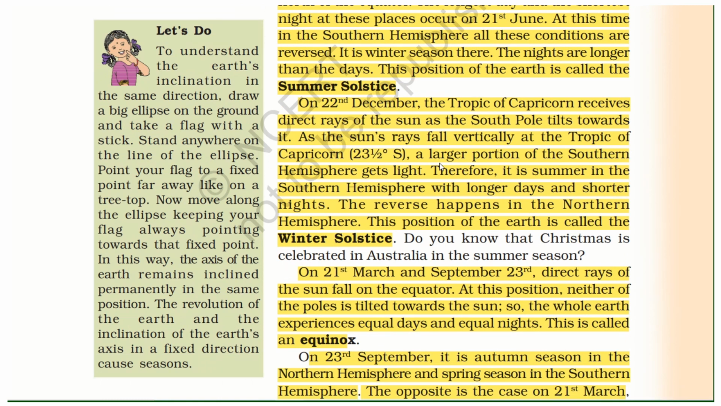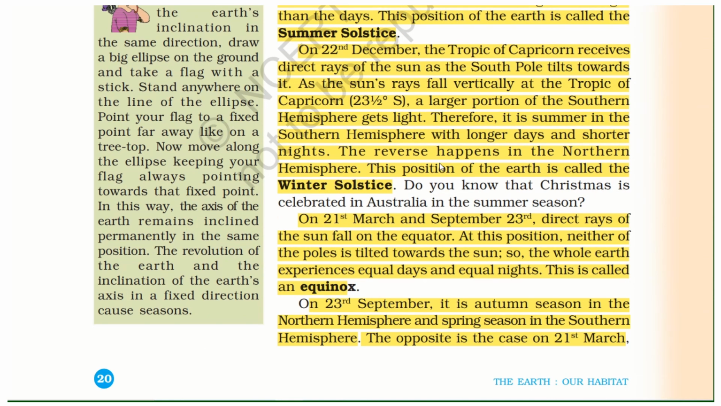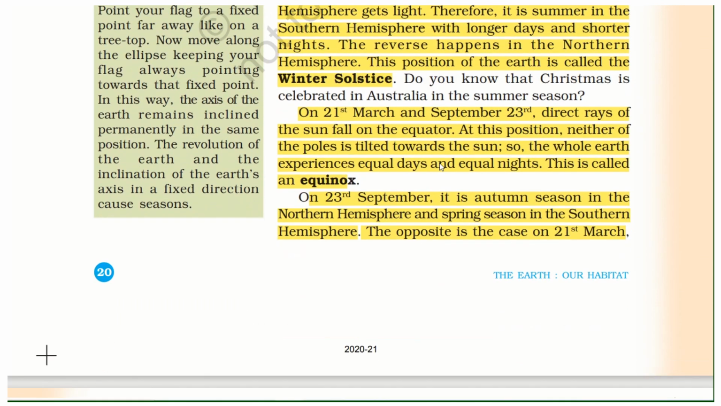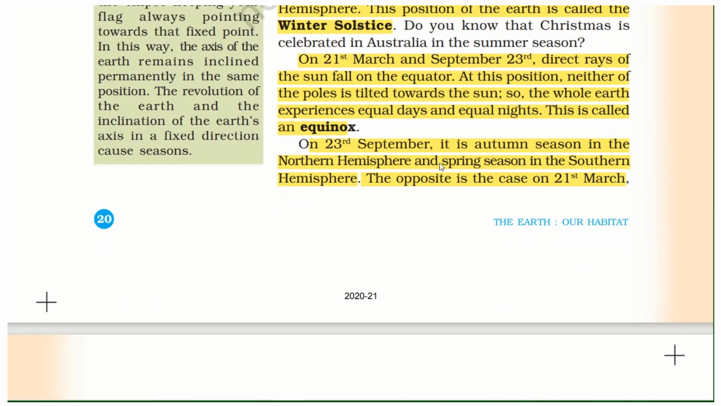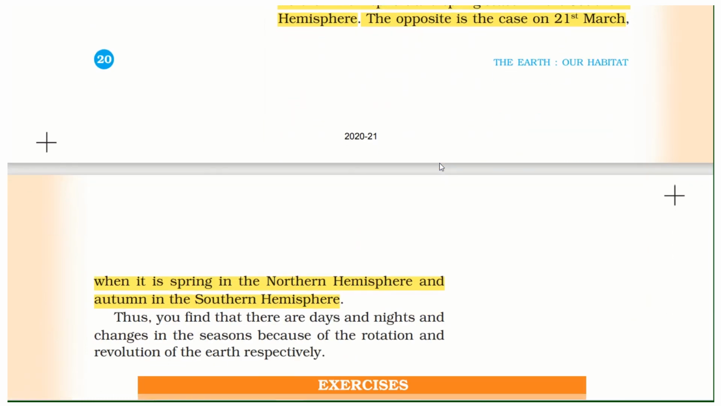On 21st March and 23rd September, direct rays of the Sun fall on the equator. At this position, neither of the poles is tilted towards the Sun. So, the whole Earth experiences equal days and equal nights. This is called an equinox. On 23rd September, it is autumn season in the northern hemisphere and spring season in the southern hemisphere. The opposite is the case on 21st March, when it is spring season in the northern hemisphere and autumn season in the southern hemisphere.